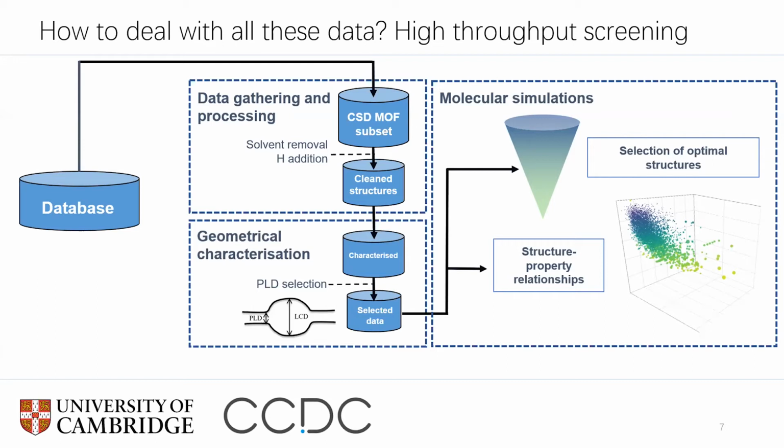And using the data that we obtain from these simulations, we can then select the best structures or just study the structure property relationships of the selected data set. So this is the general idea of computational high throughput screening. But how do we actually obtain the CSD MOF subset in the first place?